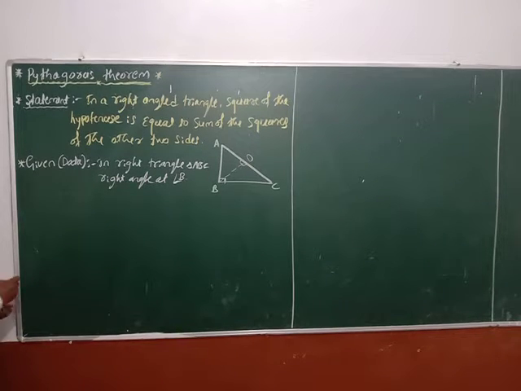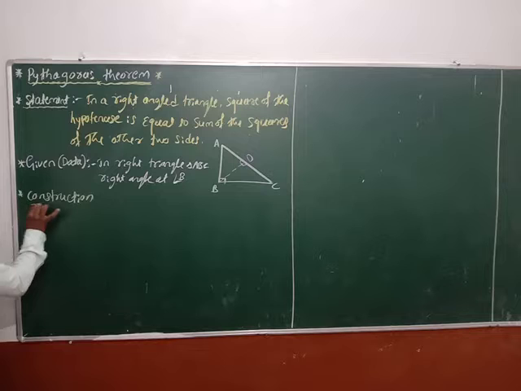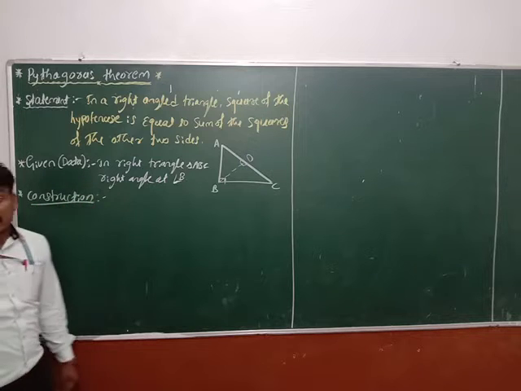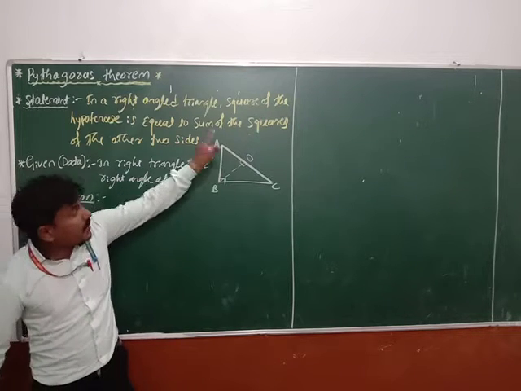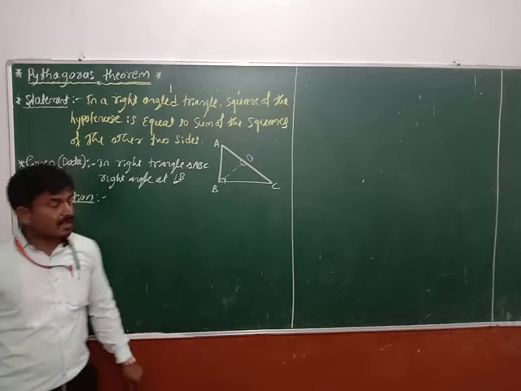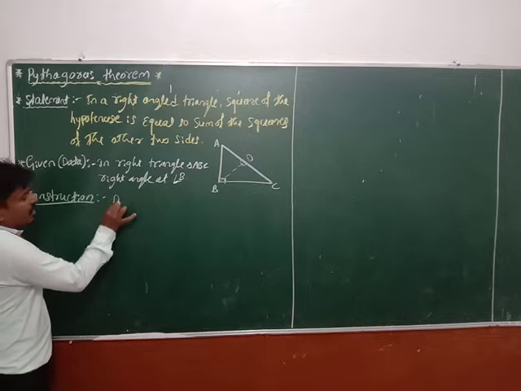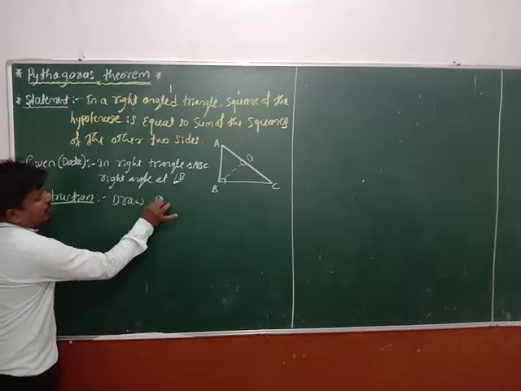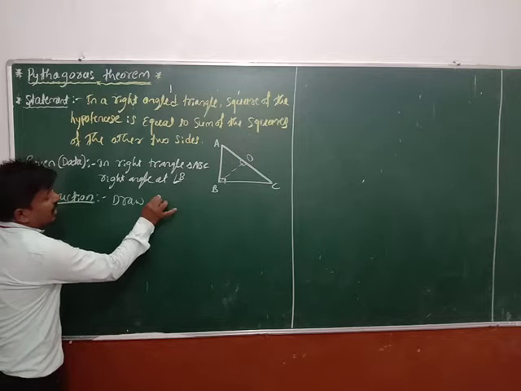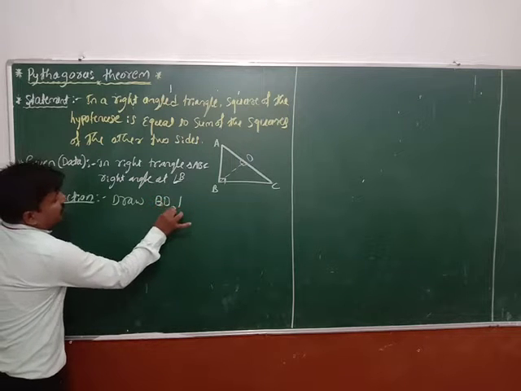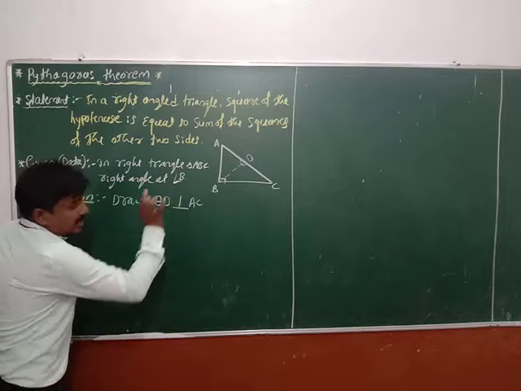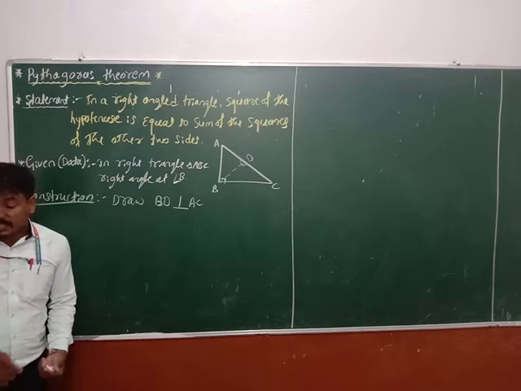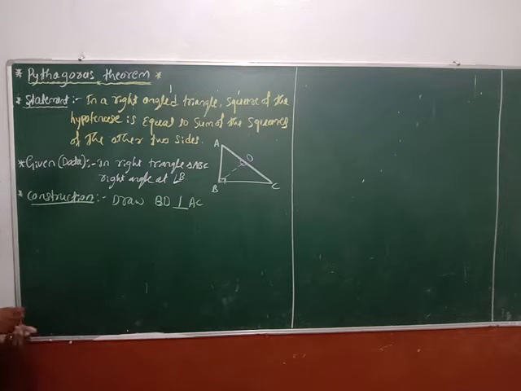Next, what is the construction? Our construction is: BD is drawn perpendicular to AC. This is complete. Next, once again, what is to prove? The next step is to prove.